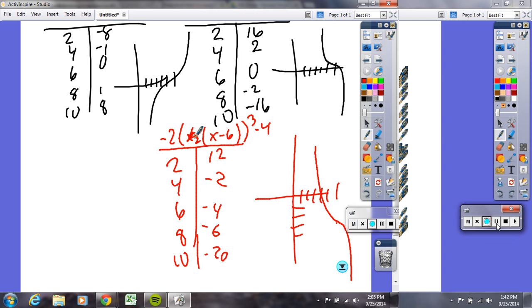Okay, now the -2, negative, same broadness, just flips me this way. Now the 2 steepens me like this. And I'm still broad, but I'm steep like that. Does that make sense? You with me now? Because of the 2. And then now what do I need to do? Down 4.